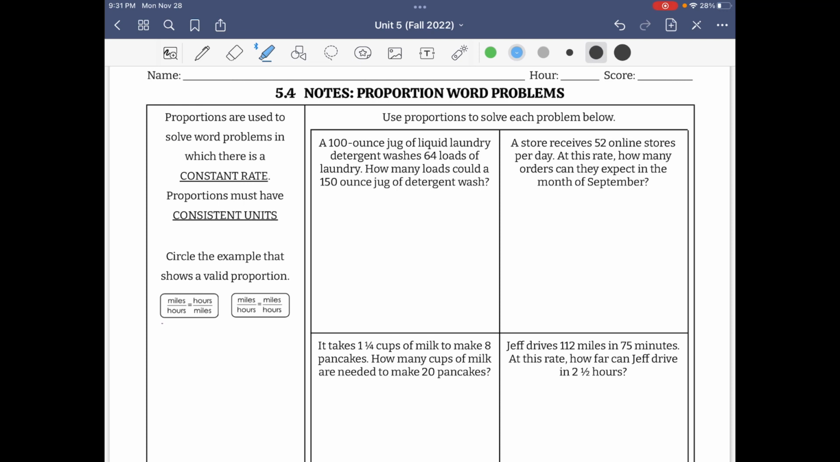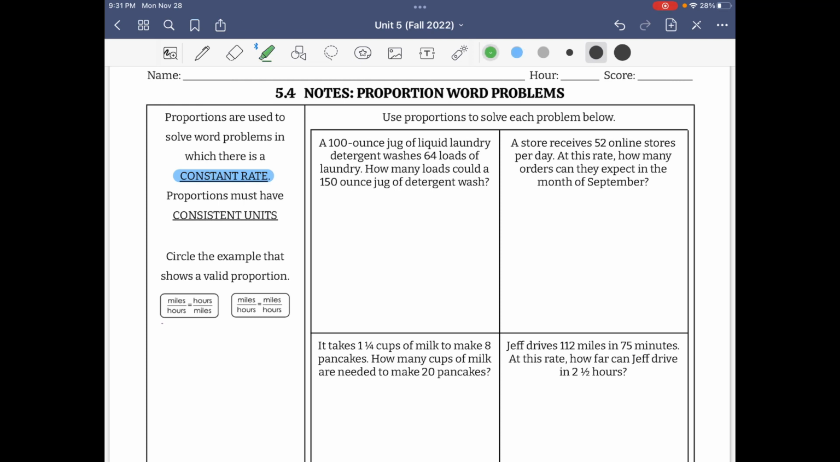And the first thing I need to tell you is that this only works with things that have a constant rate. So like if somebody's driving the exact same speed, or if something costs the exact same all the time, or if somebody's working at the same rate, or you're using something up at the same rate, you have to have that assumption first. Okay?